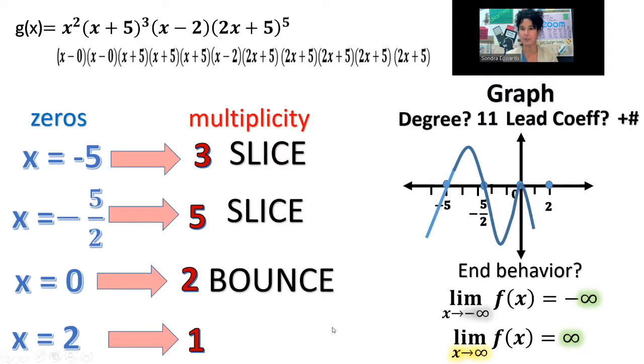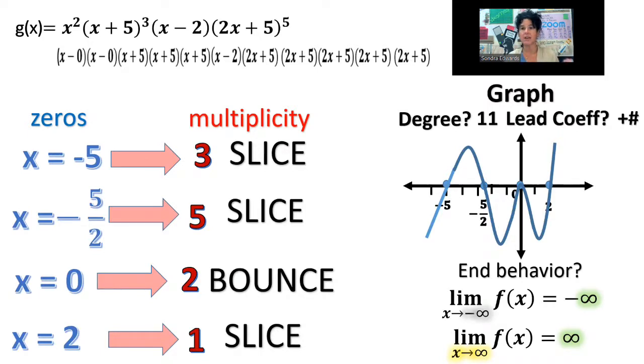So since it's going to bounce, I'm turning that around and then heading back down again. Lastly, we want to go through 2 on the x-axis, and since the multiplicity is 1, an odd number, the graph is going to slice through at 2, so turning that back around, coming through and slicing, and what do you know? We started down, and eventually as we slice, slice, bounce, slice, we head going up. Okay, so we have the graph of this g of x.